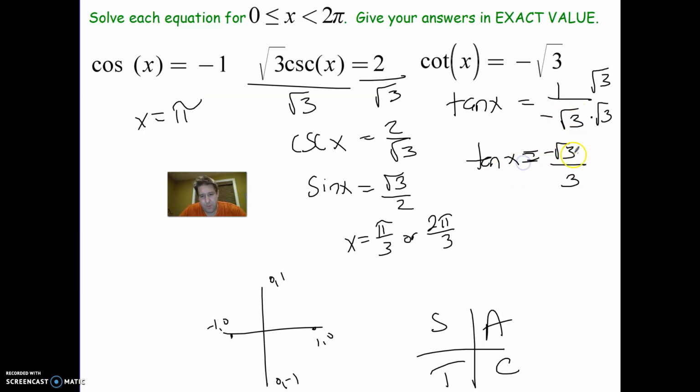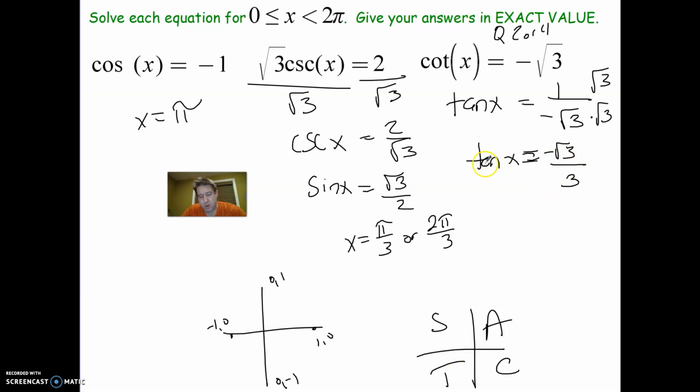So negative square root of 3 over 3. Remember, tangent of 30 degrees is square root of 3 over 3. But we want to know when it's negative. So it can't be in quadrants 1 and 3. It has to be in quadrants 2 or 4.